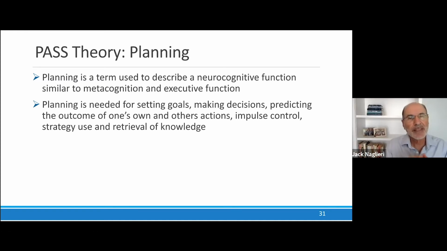So when we think about planning, what we're really talking about is when you have a goal, you make decisions about how you're going to achieve that goal. And you're really, in that case, predicting what's going to happen if you do something in one way or another, or what someone else might be doing. So it certainly involves impulse control, strategy. Sometimes it means I need more information to answer the question. So that's also a good plan.